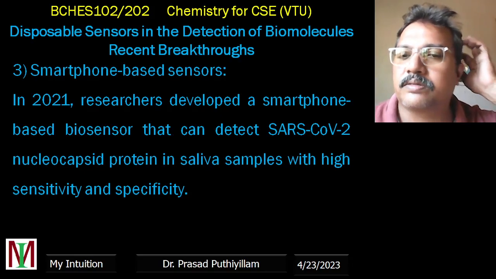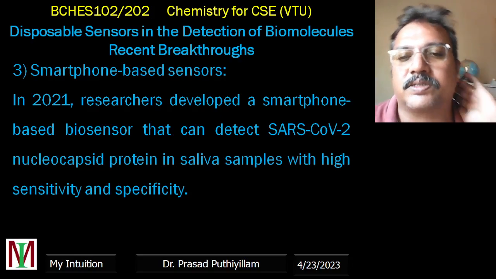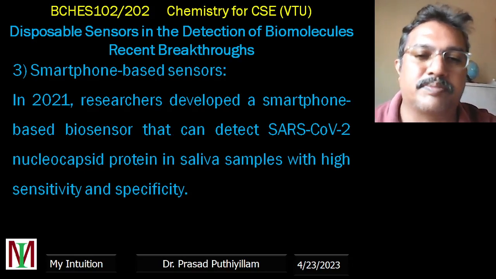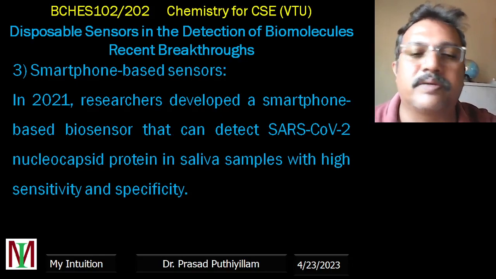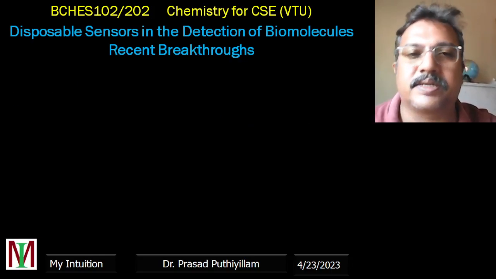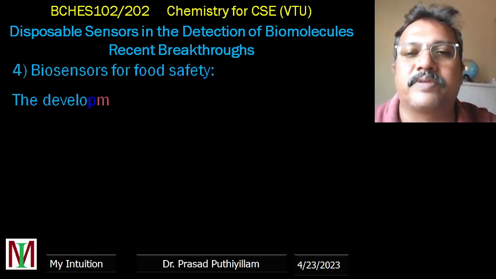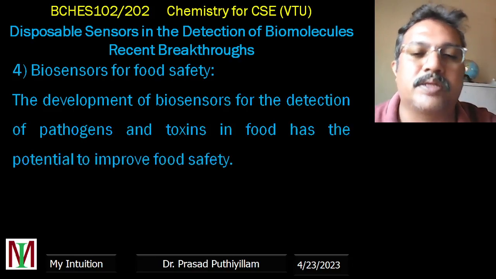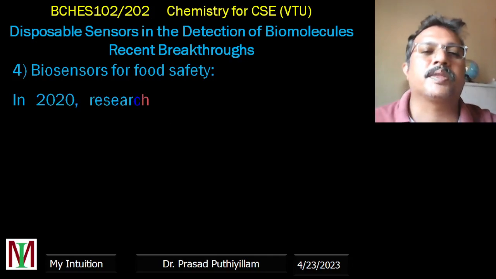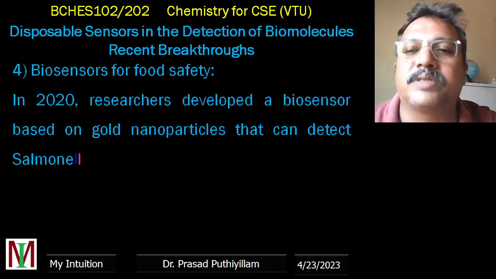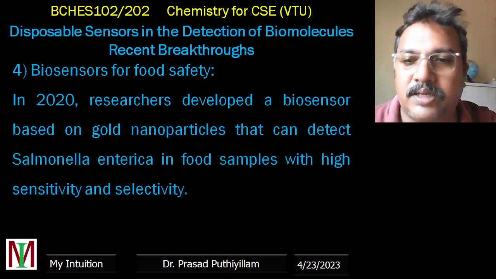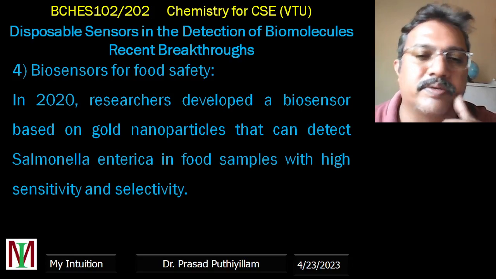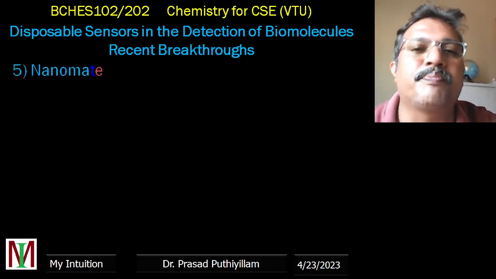In 2021, researchers developed a smartphone based biosensor which can detect the SARS-CoV-2 nucleocapsid protein in saliva samples with high sensitivity and specificity. Biosensor for food safety. Biosensors for the detection of pathogens and toxins in food have the potential to improve food safety. In 2020, researchers developed a biosensor based on gold nanoparticles that can detect Salmonella enterica in food samples with high sensitivity and selectivity.